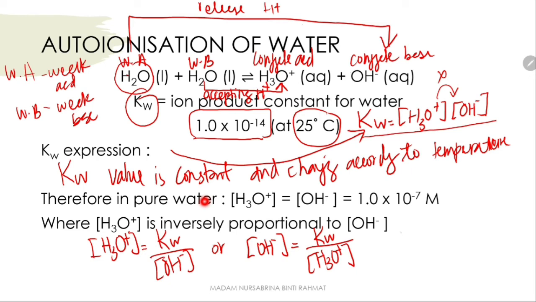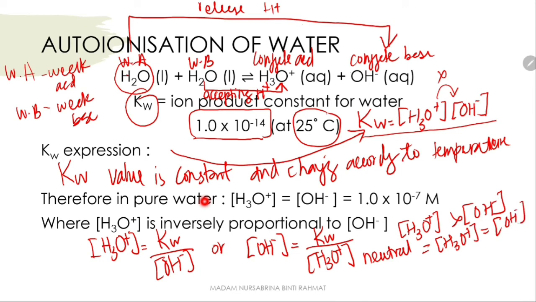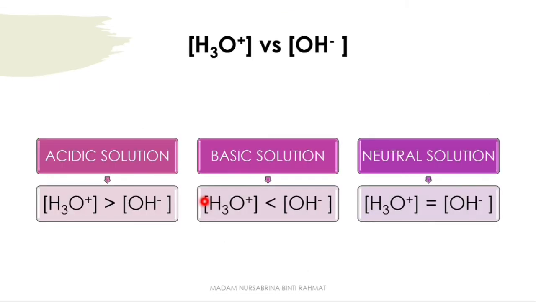Okay, and from here we can say H3O+ concentration is inversely proportional to OH negative. Only when it's neutral will H3O+ be equal to the OH minus concentration. If it's acidic, that means we have more H3O+. If it's basic, it should have more OH minus, so the concentration of H3O+ will be lesser than the concentration of OH minus. Okay, so this is it. Again, how do we calculate your H3O+ and OH minus concentration?